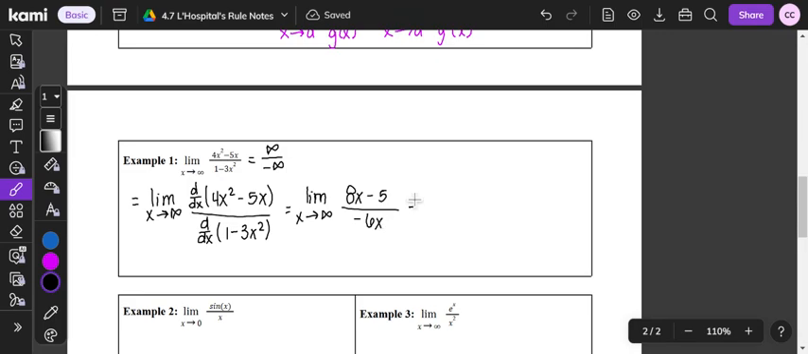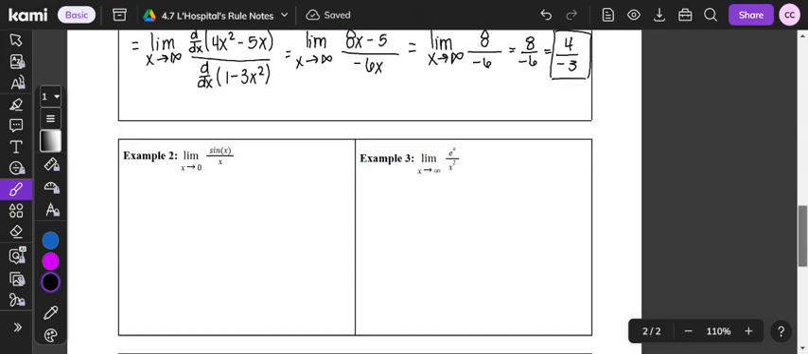Do L'Hopital's rule again. So I know that this also needs to equal the limit of, take the derivative of the top, I end up with 8, over, take the derivative of the bottom, I end up with negative 6. So my limit is 8 over negative 6, which I know simplifies to 4 over negative 3, which is exactly what we got before. So L'Hopital's rule still gets you the same answer, and it's a lot easier to do. All right, cool. Let's look at some other examples.